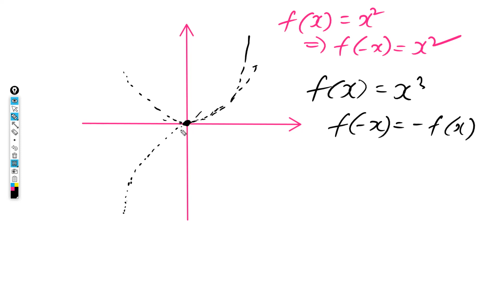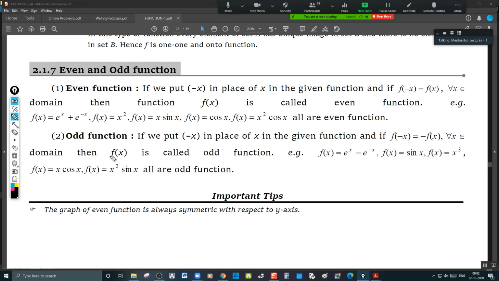Okay, so even function or odd function is done. That's what he has given here. This point is also given. Dhananjay, read this once, son. The graph of an even function is always symmetric with respect to the y-axis. Yes.